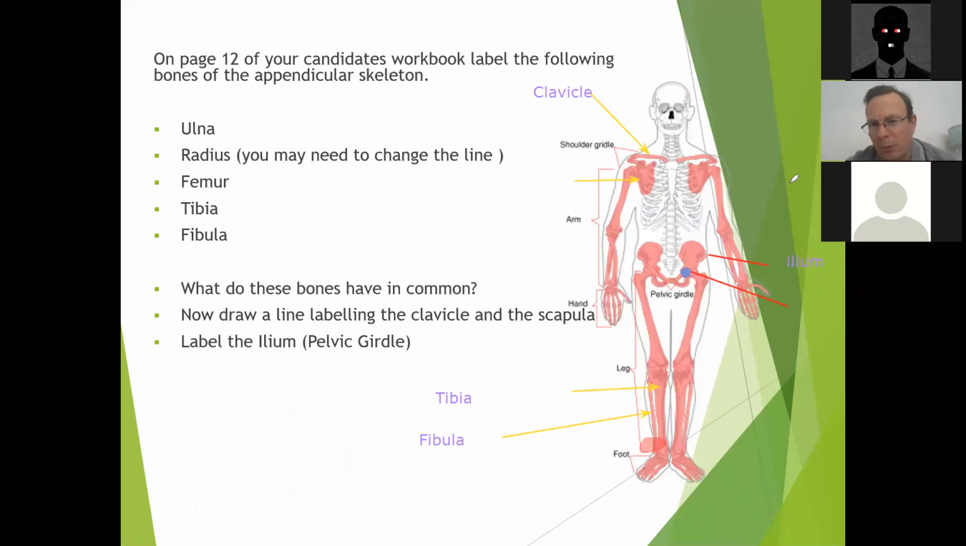And you could label that, you've got one of 2 options really. So I think what's best to label it as. You've labeled the ilium, just label the bottom one. It's kind of the tibia where it is actually. Just extend that line, and I want you to label that as just the pelvic girdle is fine.